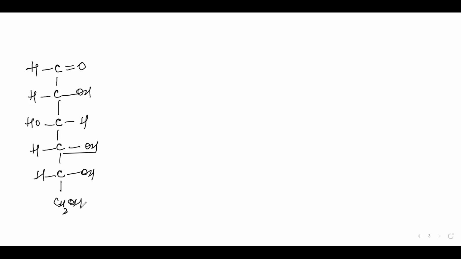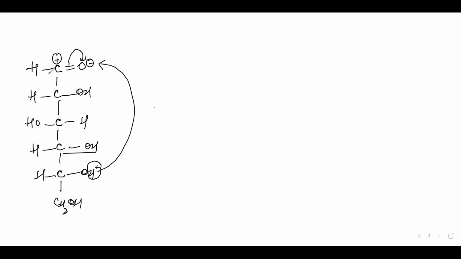So this is the open chain structure of glucose. Now watch what happens. This pi bond shifts here. This carbon gets a positive charge and this gets a negative charge. Now the hydrogen of the fifth carbon, as H positive, will shift here.